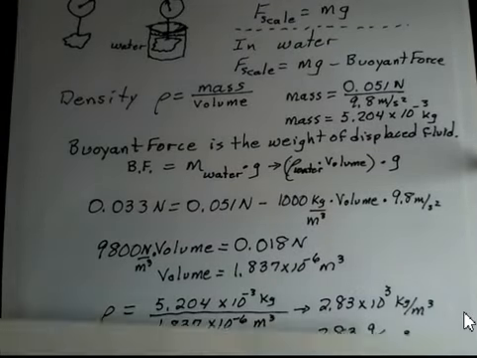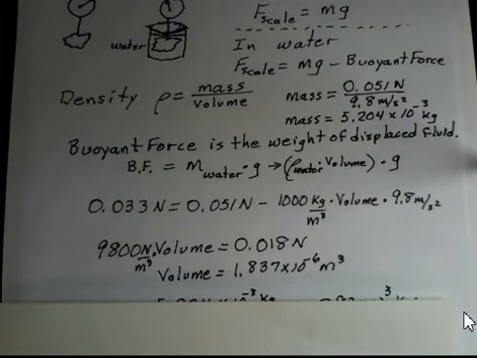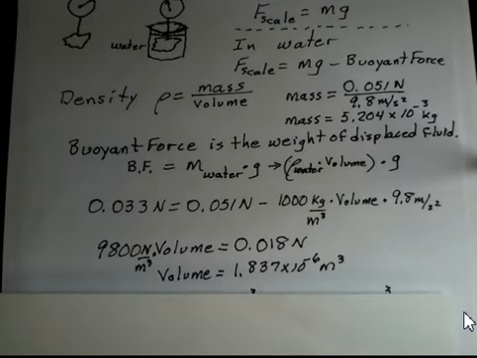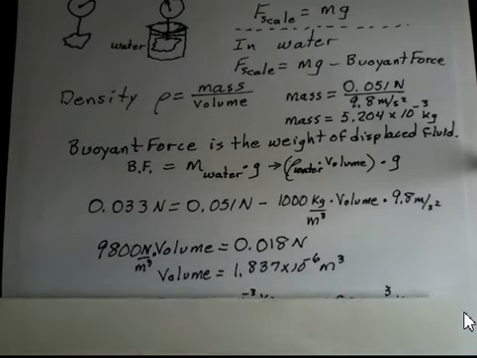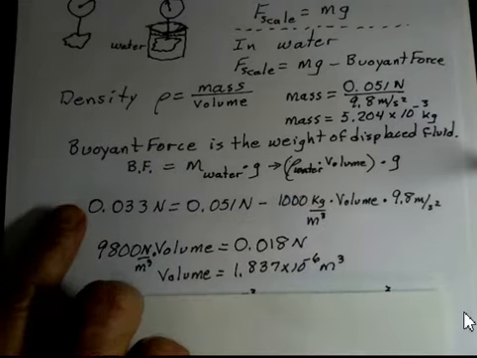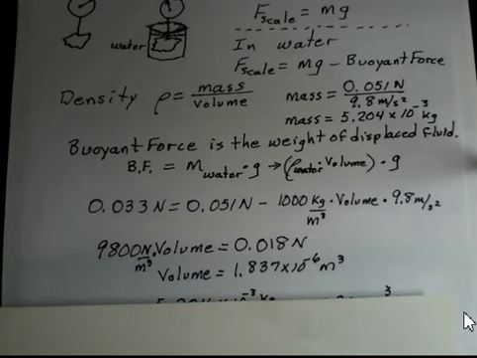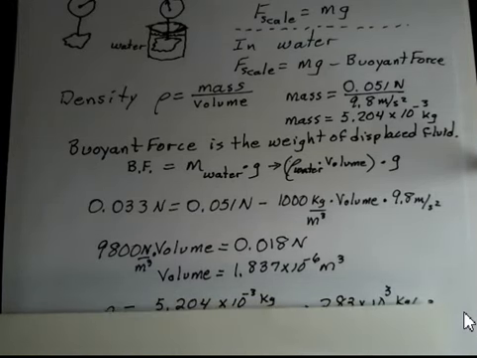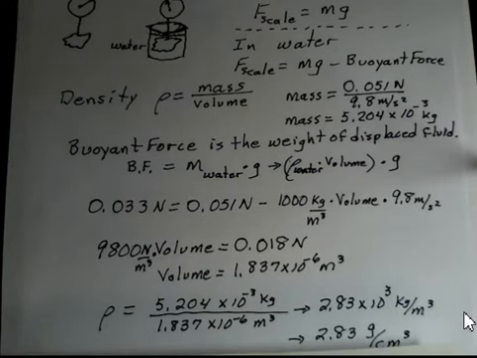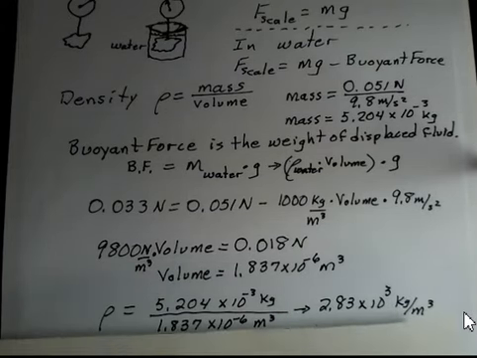And when we do that, we find we have 9,800 as the coefficient of the volume. 9,800 times volume equals 0.018 newtons. I've transferred this negative term to the left side. I've subtracted 0.033 newtons from both sides. Then division tells us the volume of this rock is 1.837 times 10 to the minus 6 meter cubed.